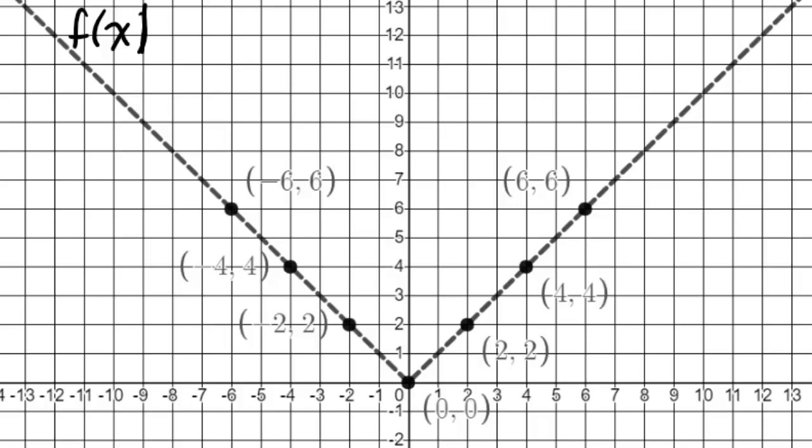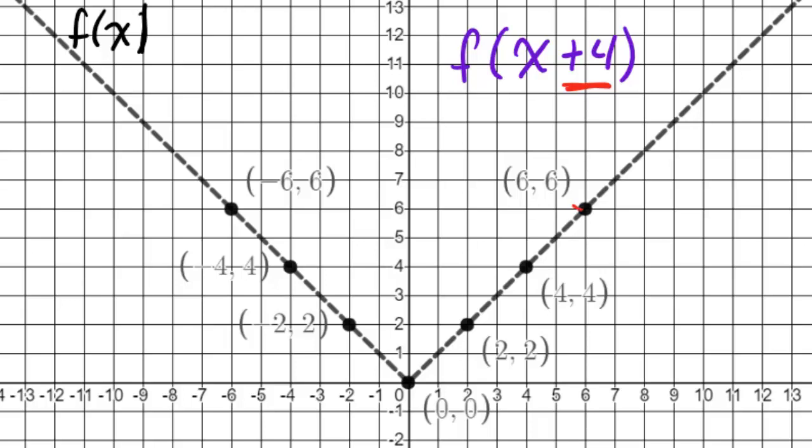So there's our parent function. Let's say I ask to graph f of x plus 4. Now the one thing you want to remember about these is horizontal occurs inside and vertical occurs outside, but horizontal is really the special one. It's always opposite. So instead of adding 4 to our x values, we're going to subtract 4 from every x value. So that means the graph is actually going to shift to the left.